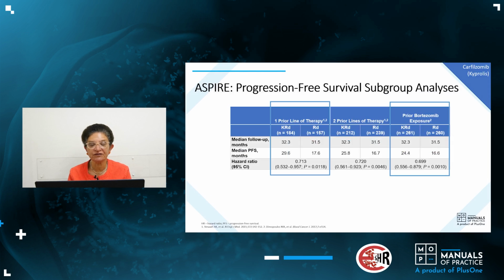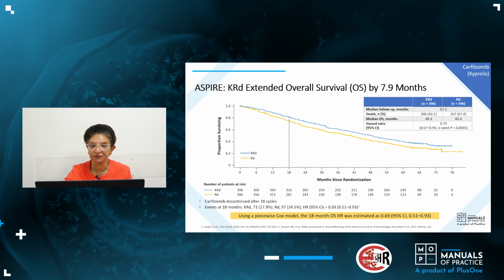Looking at progression-free survival subgroup analysis, patients that had only one prior line of therapy or 2 lines of therapy before, or even that had been exposed to bortezomib, which was the first generation proteasome inhibitor, all fared better with the addition of Kyprolis versus RD alone. And so even in patients that were heavily pretreated or that had been exposed to a proteasome inhibitor before, the addition of Kyprolis, which is a second generation proteasome inhibitor, gave better results regarding the progression-free survival.